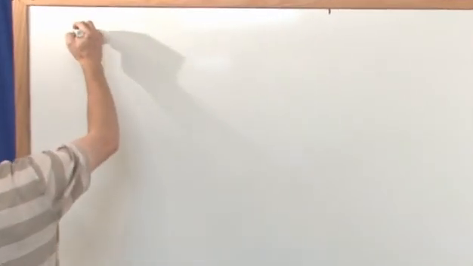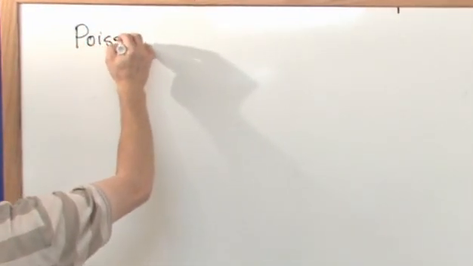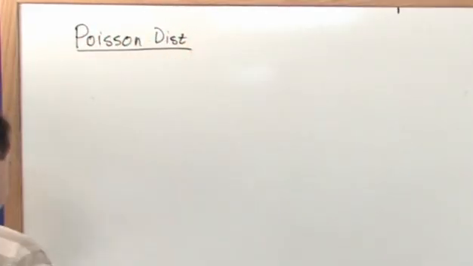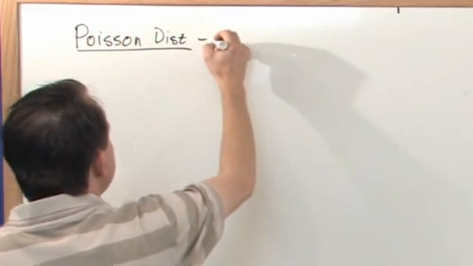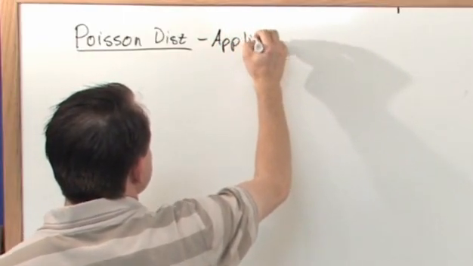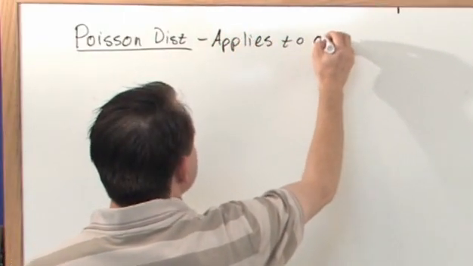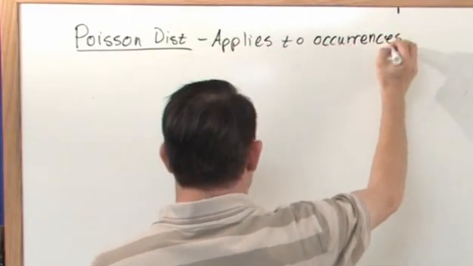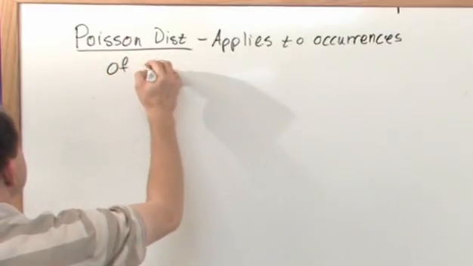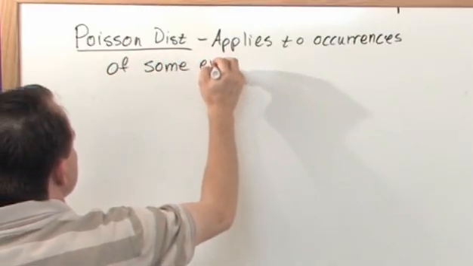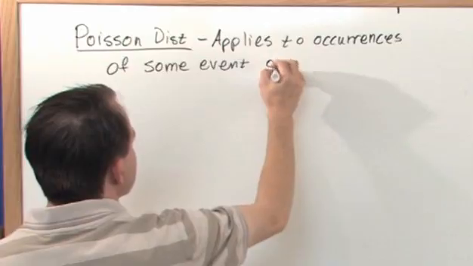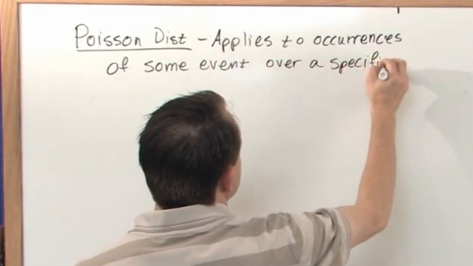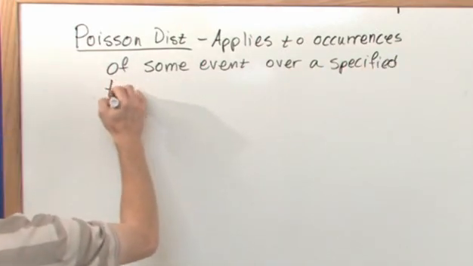So the Poisson distribution, and I'm going to write down a lot of what I just said to make it clear. It applies to occurrences of some event over a specified time interval.